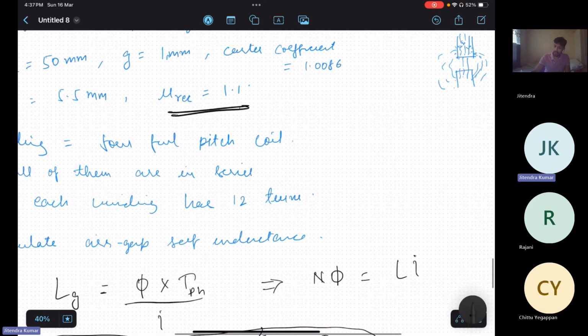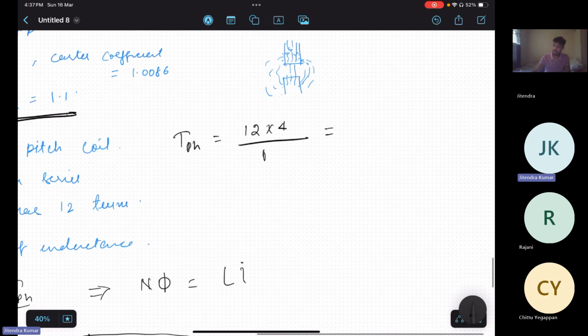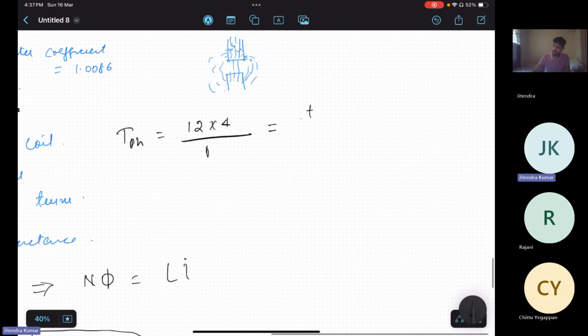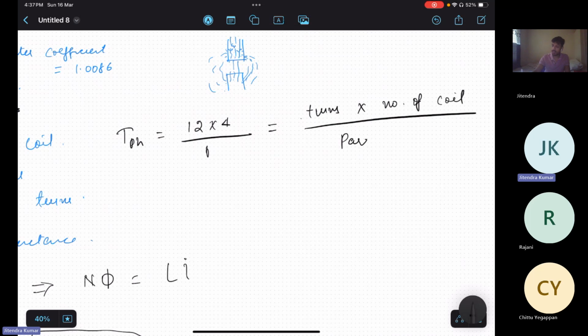Each winding has 12 turns. There are 4 full pitch coils. So total 12 into 4, because total 4 full pitch coils, divided by the number of parallel paths. Let me also write it in generic form: turns into number of coils divided by parallel paths.